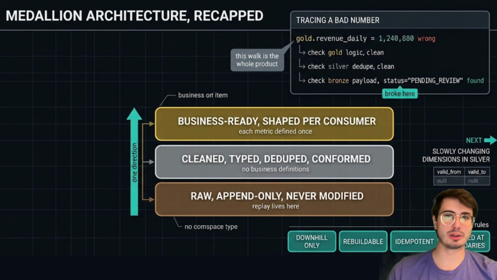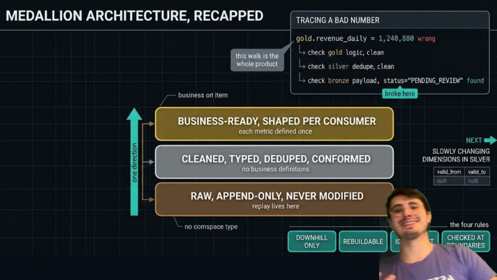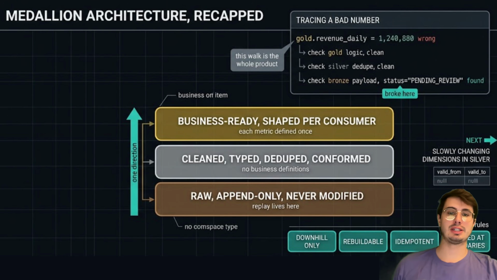4 rules keep it working, right? Data flows downhill only. Every layer is rebuildable from the one above it. Transformations are idempotent, so reruns are safe, and quality checks sit at the layer boundaries. And the point of it is all one thing. When a number looks wrong, you can walk backwards layer by layer until you find where it went wrong.